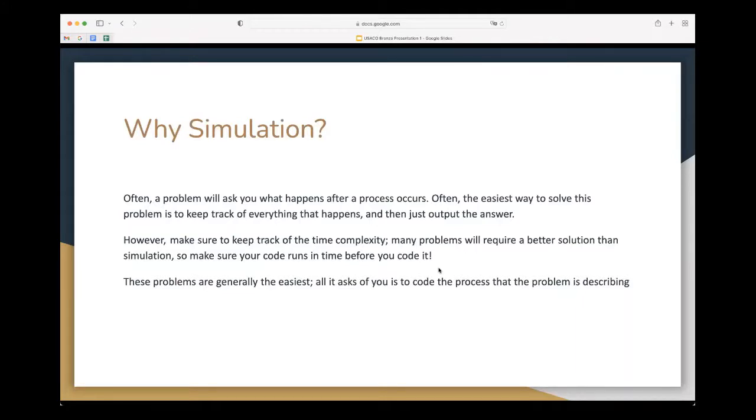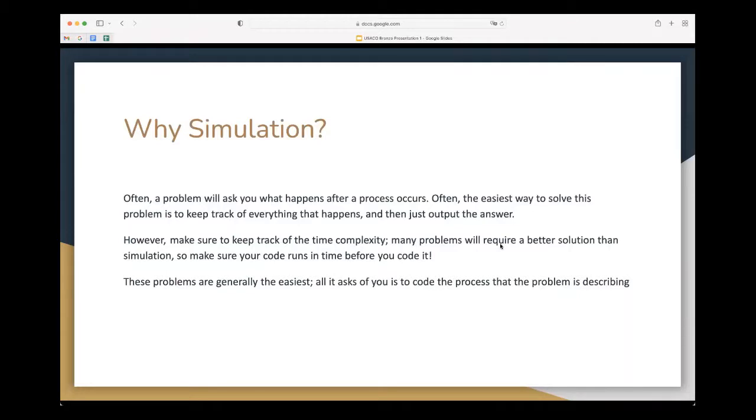And the way you can figure out whether you can simulate it and get the answer is to calculate the time complexity. If you calculate the time complexity and your time complexity works, you don't need to think anymore. You can just code your simulation and then it'll work.